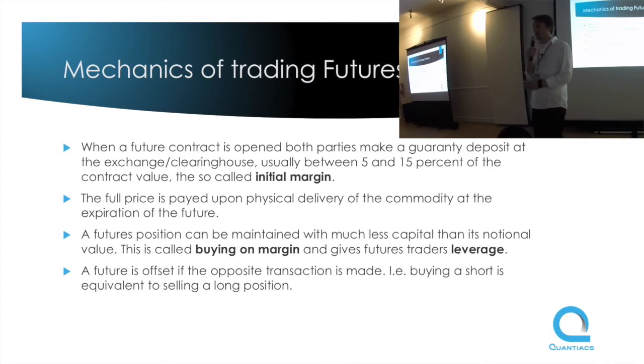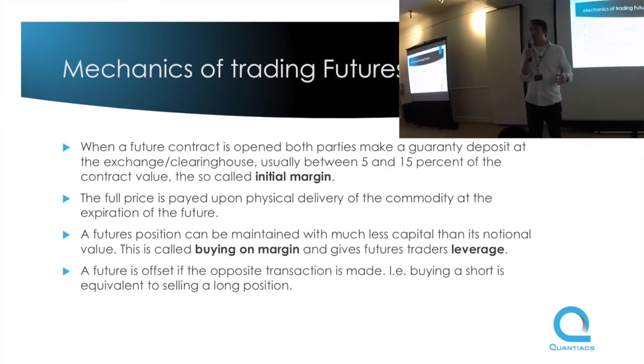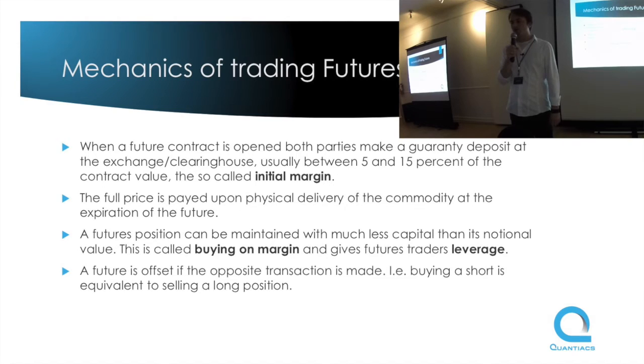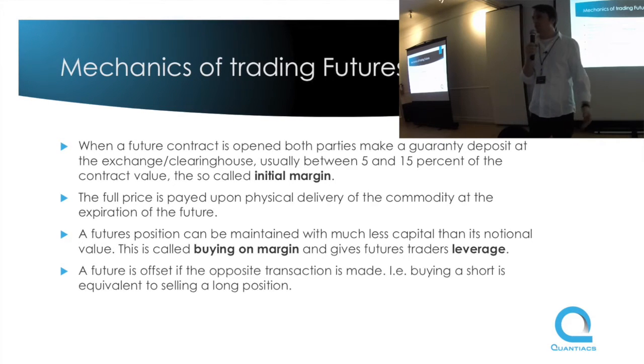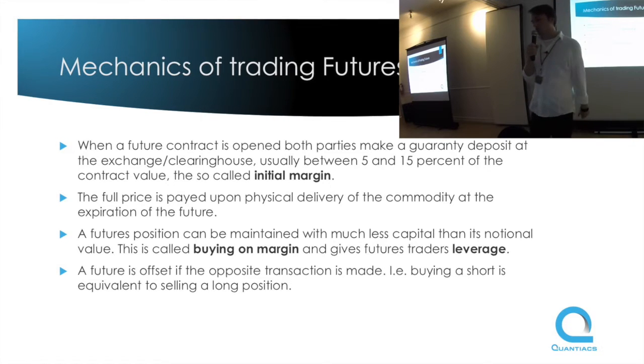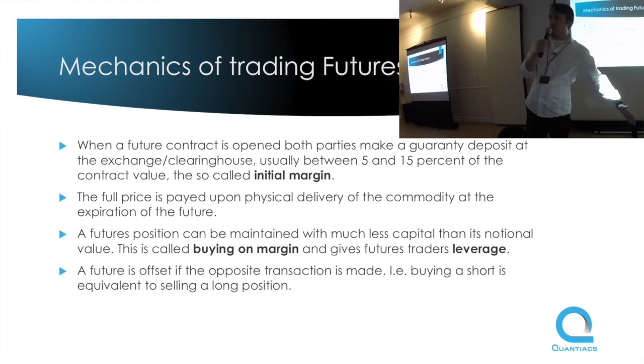Then, on the other end of the spectrum, there is the lumber future. This is not very liquid, but it still has a volume of roughly 1,000 contracts per day. A contract is worth roughly 40K, so this makes roughly 40 million a day in notional contract value for a very illiquid future. This is the lower end of the spectrum.